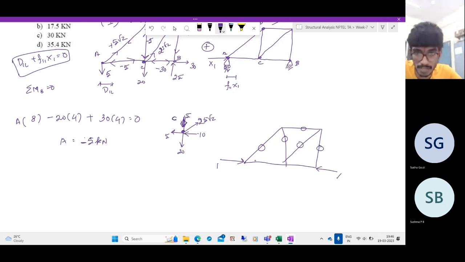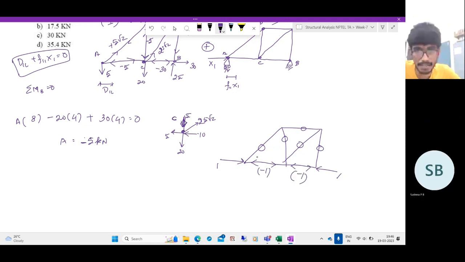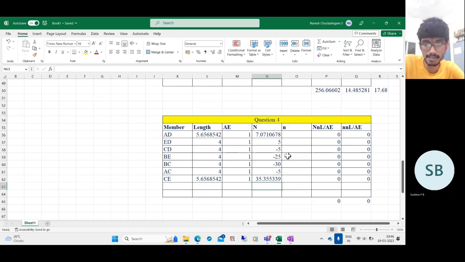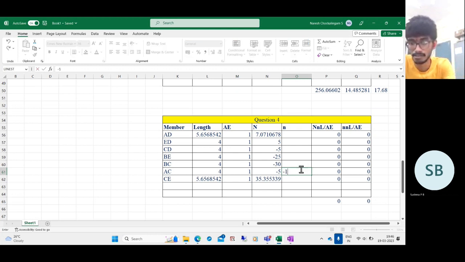And what is the member force in this? Compressive. And what are these members? It is A, C, and B. So except AC and BC, all other capital N's are 0. So AC is -1. And BC is -1. All others are 0.